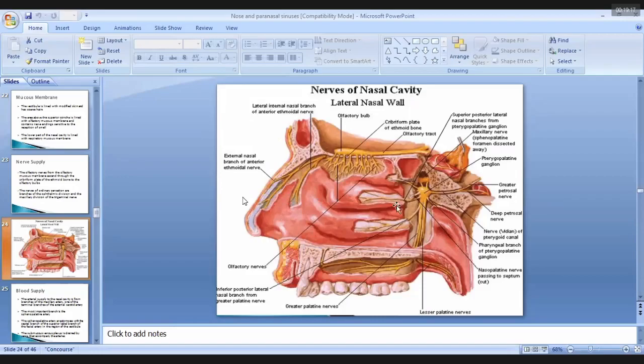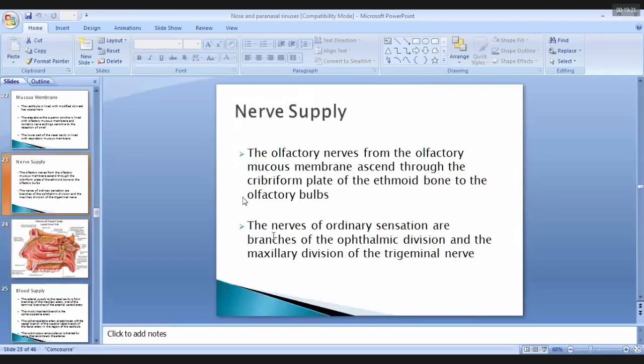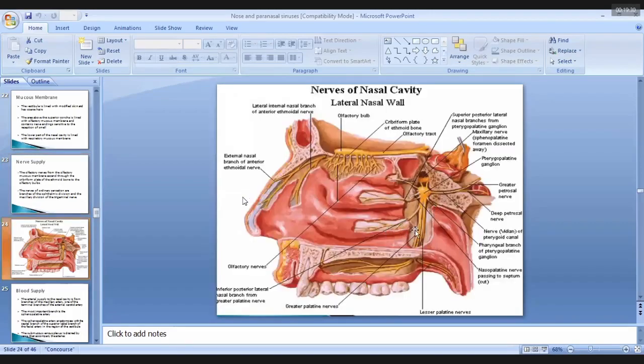The remainder of the nasal cavity is supplied by general sensory fibers. These are fibers of the ophthalmic division of the trigeminal nerve in the anterior part, and posteriorly by branches of the maxillary nerve. So the posterior part is supplied by the maxillary nerve, a branch of the trigeminal nerve, and the anterior part is supplied by the ophthalmic nerve, another branch of the trigeminal nerve.